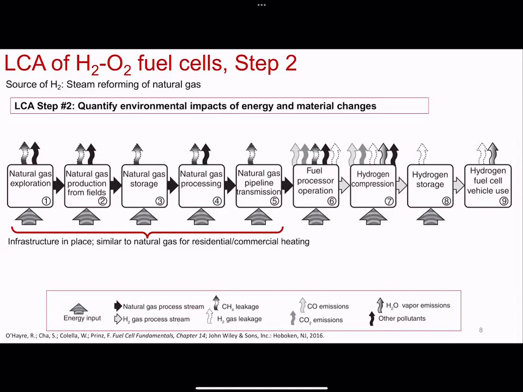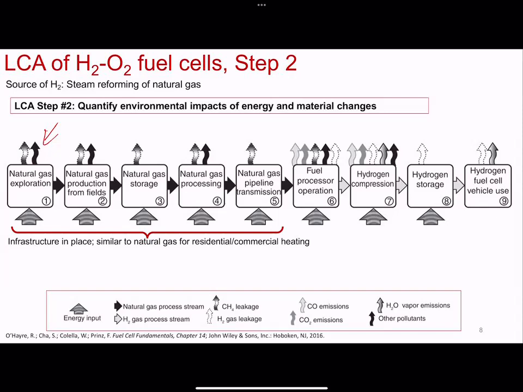engine. So the second step is to quantify environmental impacts of energy and related materials changes. So what that means is, okay, we're going to input hydrogen. Where are we going to get the hydrogen from? Well, the energy comes from, first you have to, let's say, explore where you're going to get this methane. Is it going to come from the ground? Is it going to come from your landfill? Is it going to come from cattle farming? You're going to extract methane that way. Where is it going to come from? So you do the exploration. Let's say it comes from natural gas.